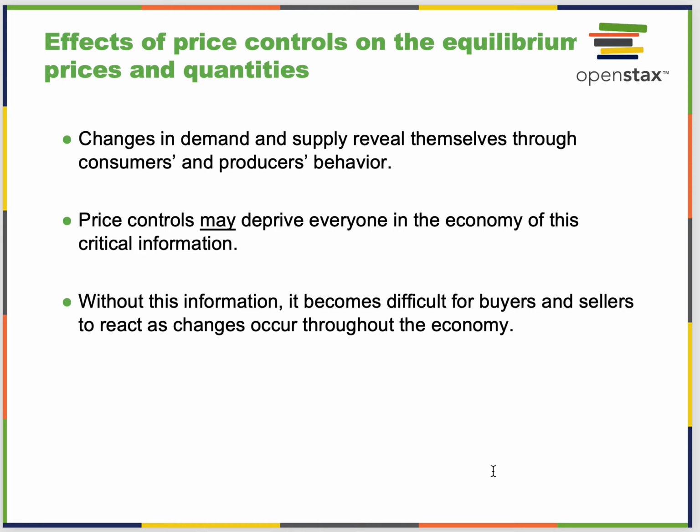Price controls may deprive everyone in the economy of this critical information. If you're trying to control the price, either you're setting an artificially high price, as in minimum wage, or an artificially low price, as in guaranteed, affordable housing. With this information, it becomes difficult for buyers and sellers to react as changes occur through the economy, because you've put an artificial floor or an artificial ceiling in place.